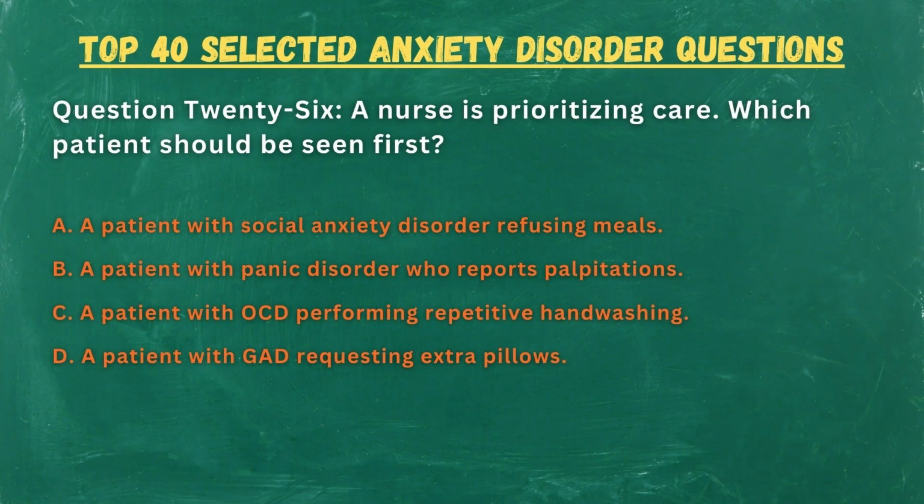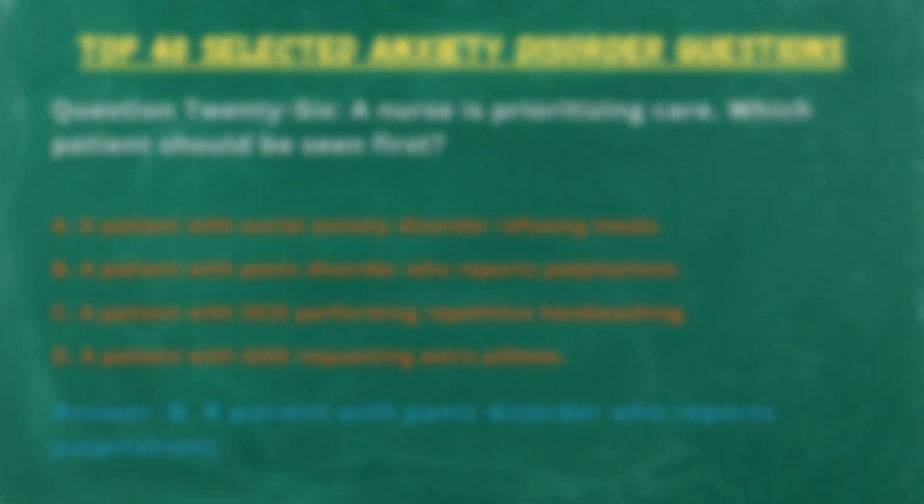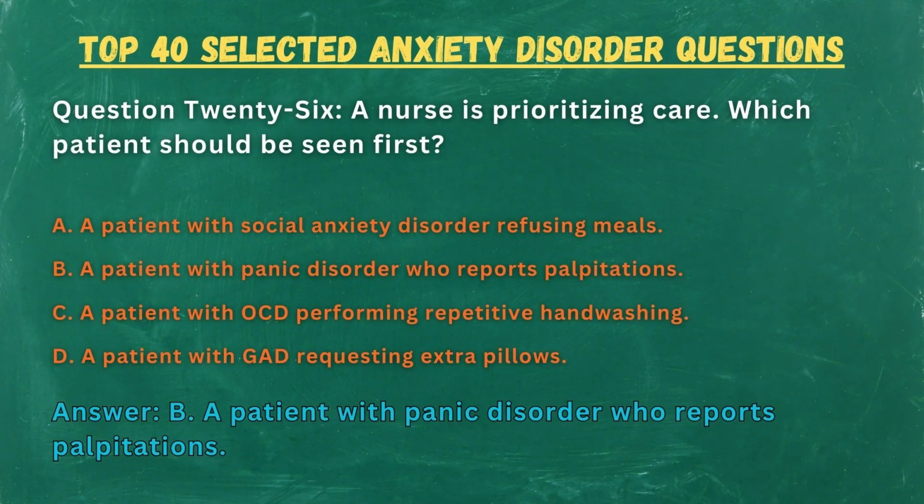Question 26. A nurse is prioritizing care. Which patient should be seen first? A. A patient with social anxiety disorder refusing meals. B. A patient with panic disorder who reports palpitations. C. A patient with OCD performing repetitive hand washing. D. A patient with GAD requesting extra pillows. Answer: B. A patient with panic disorder who reports palpitations.